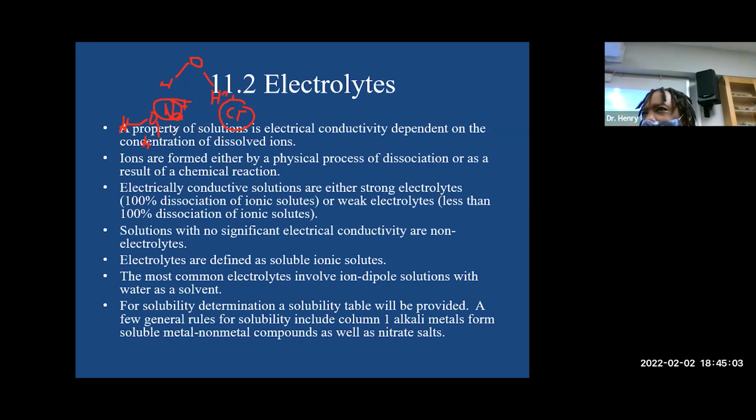So for solubility determination tables, let me put this simply: there are tons and tons of tables that deal with solubility. You guys have one of those, the grid in the back, which you were talking about. That's an example of a solubility table, right? So things that dissolve and things that don't dissolve, okay?